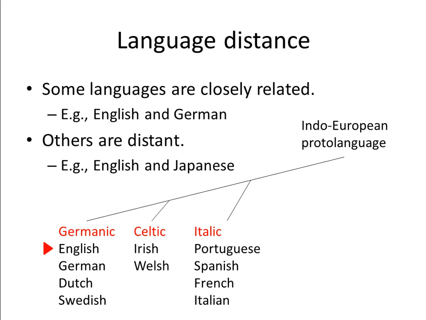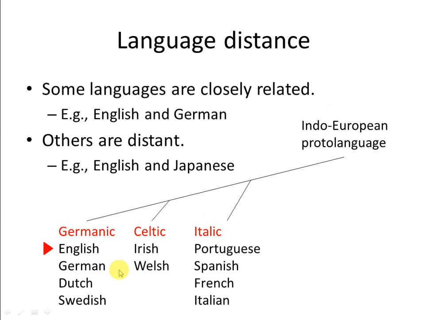So first, language distance. What is language distance? Some languages are closely related. For example, English and German are closely related, and others are quite distant. English and Japanese are not related at all, so they are very, very distant. And actually, I think all European languages came from the same ancestor. So we can trace them back to this hypothetical language called Indo-European proto-language, I think.